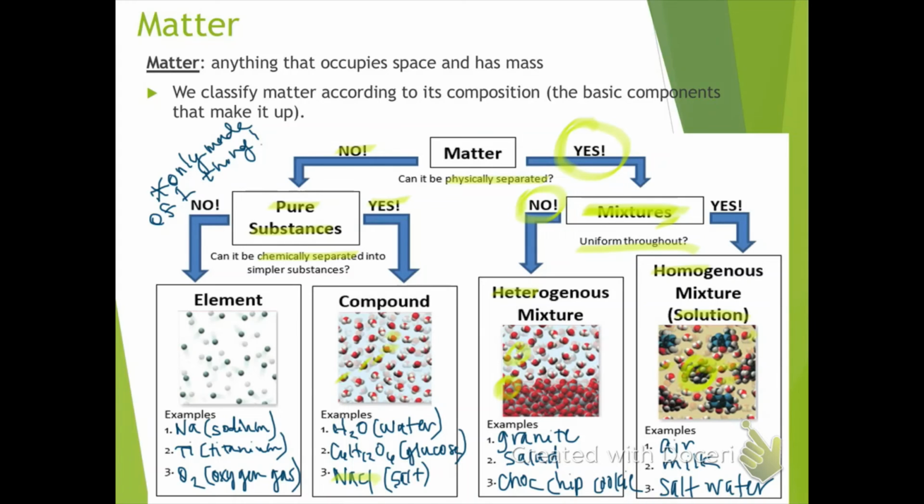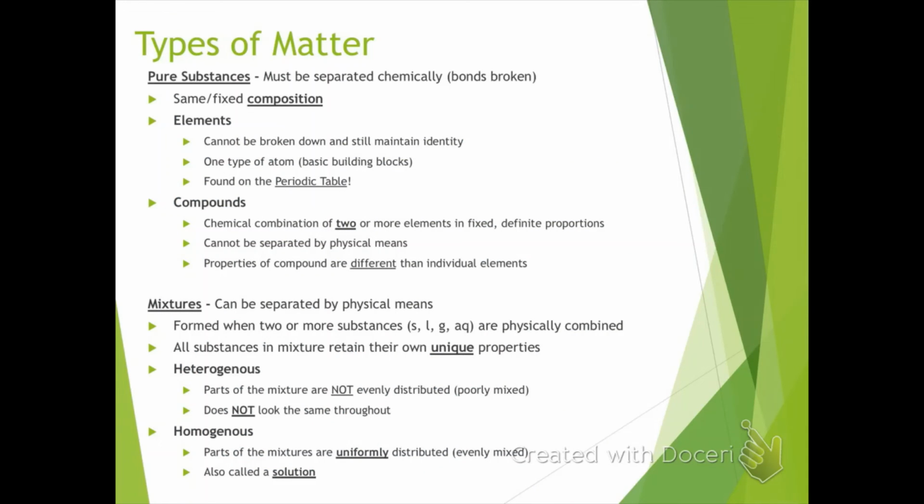So let's look a little bit more in depth at these different types of matter. So again, pure substances can only be separated chemically. They have the same or a fixed composition. They're made of only one single unit. So elements are made up of one single type of atom, so our building blocks there, that's anything found on the periodic table. One thing about elements though, they cannot be broken down. They're still going to maintain their identity.